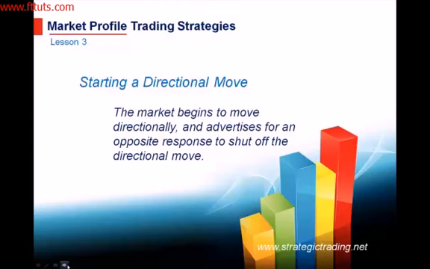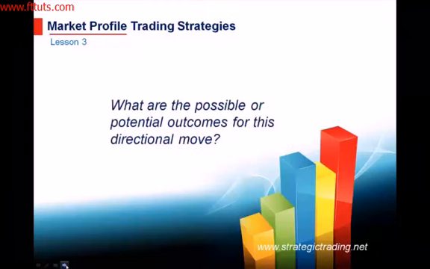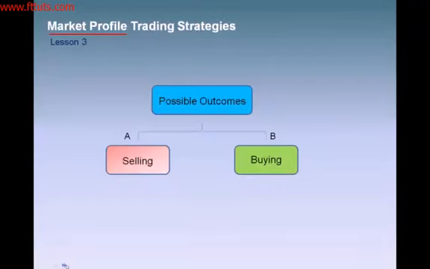And when it meets it, then that response shuts off the directional move and the market starts to shift in the opposite direction. Okay, so when we begin a directional move, let's take it down to the basics. What are the possible or potential outcomes for this directional move? There are only two possible outcomes that could happen when you have a directional move. You are going to either meet buying or you're going to meet selling. It's that simple. So anytime you have a directional move, you are going to meet either selling or buying.